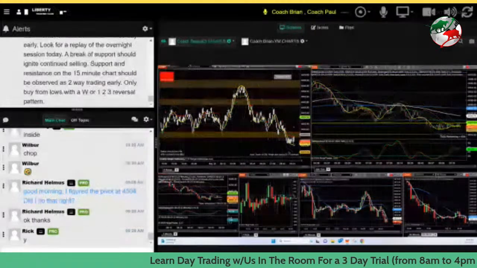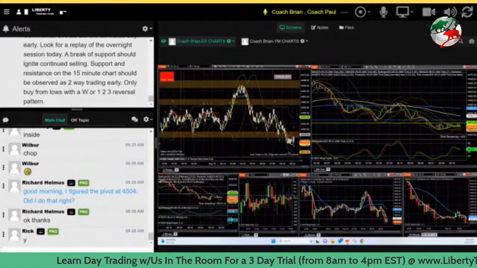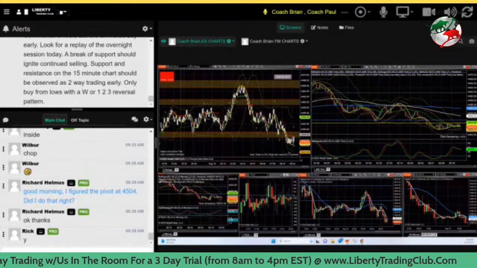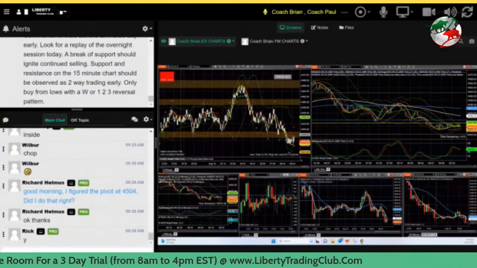Don't get caught in the chop. Trade out of the chop. Let the swings happen, guys.